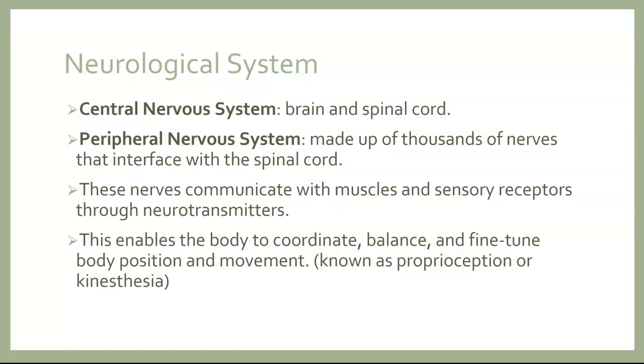So the central nervous system consists of the brain and the spinal cord. The peripheral nervous system is made up of thousands of nerves that interface with the spinal cord. So they branch off of that and go to the periphery of the body. These nerves communicate with muscles and sensory receptors through neurotransmitters, and this enables the body to coordinate, balance, fine-tune body position, and movement.